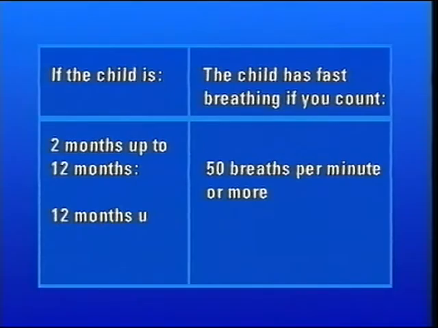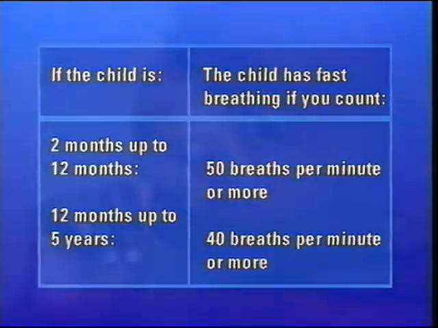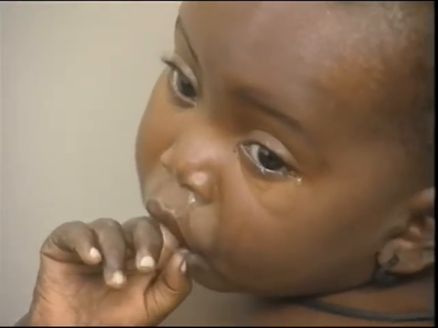If the child is age 12 months up to 5 years, the child has fast breathing if you count 40 breaths per minute or more. The child who is exactly 12 months old has fast breathing if you counted 40 breaths per minute or more. We will now watch while the health worker counts the number of breaths this 7-month-old child takes in 1 minute.